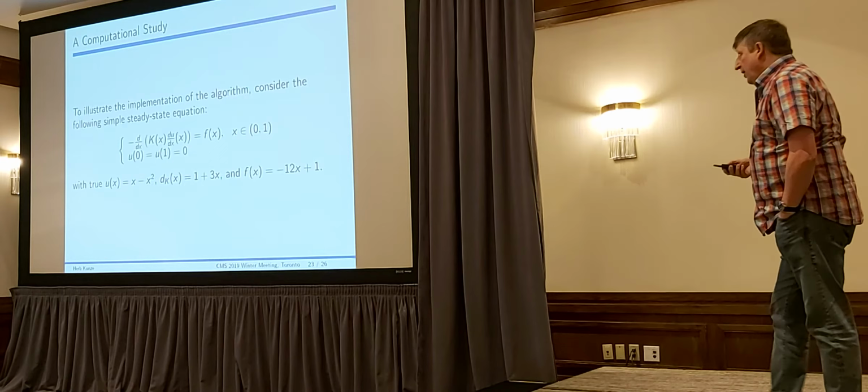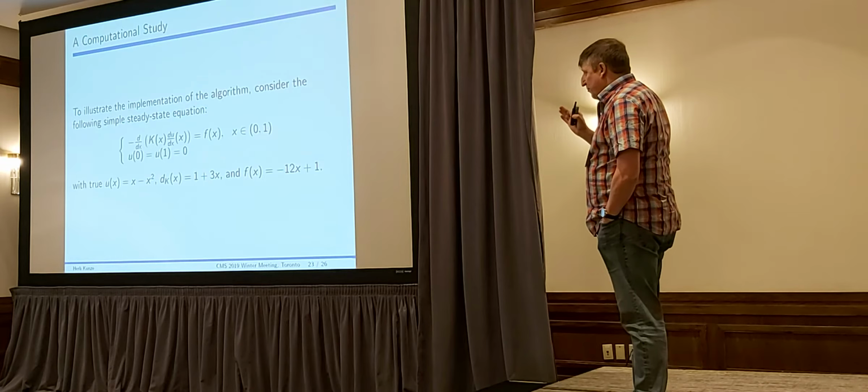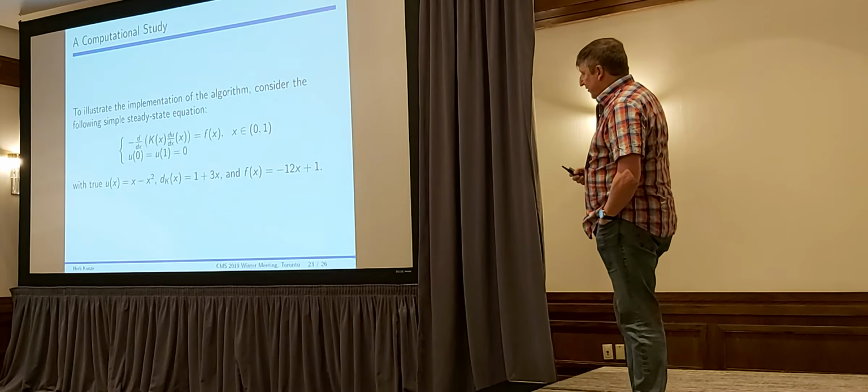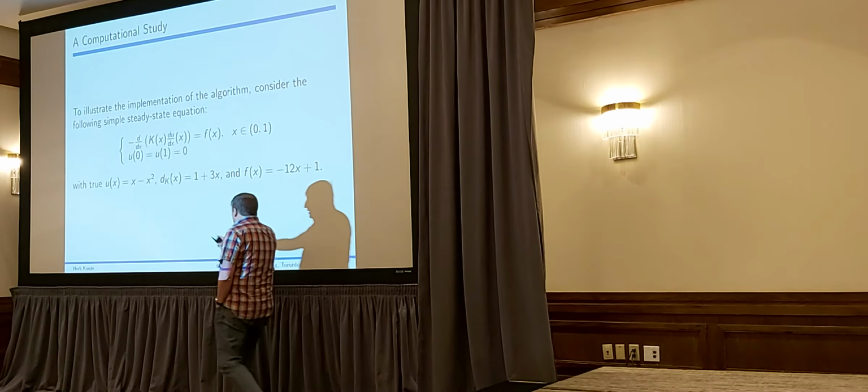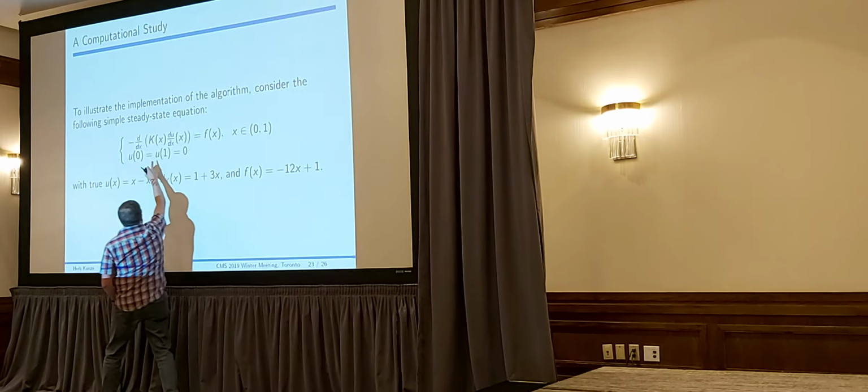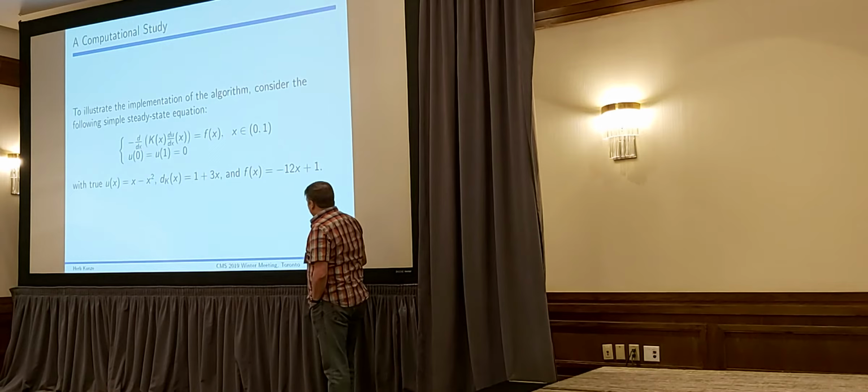So going back to the first thing, scalarizing, here's a very simple toy problem, but I promise you that we have done things where it works in other settings as well. To illustrate the implementation, take a look. We have the steady state heat equation. I picked a very simple toy problem, so the true solution is x minus x squared. And if you pick a diffusivity, I don't know why I wrote dk here, it should just be k, 1 plus 3x. And then if you turn the crank, you find out that f has to be this nice quantity. So you get really nice numbers, a really nice example.